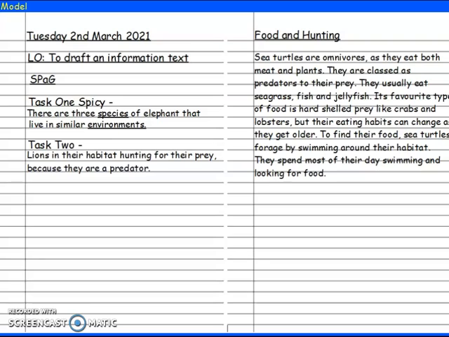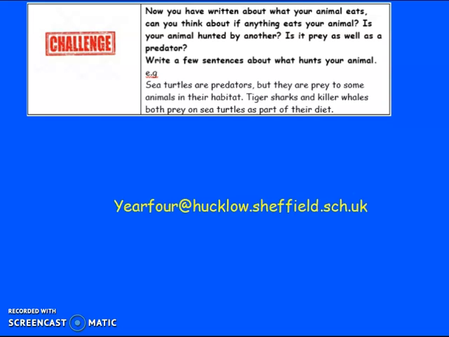So your job now is to have a go at drafting your section. Don't forget to use your plan because it will have lots of information that you have written on it and that will help you. And then choose whichever challenge you'd like to do. Once you've done that, you can have a go at our challenge as well.